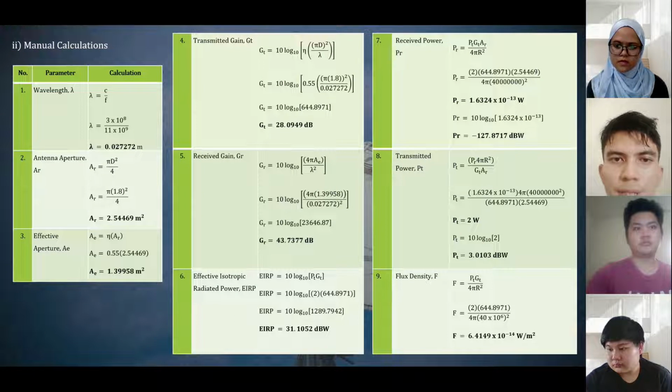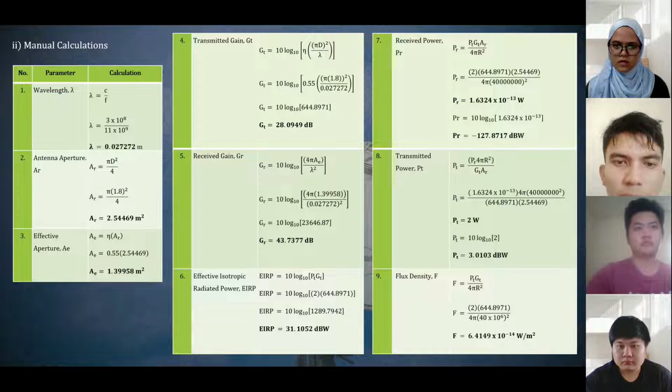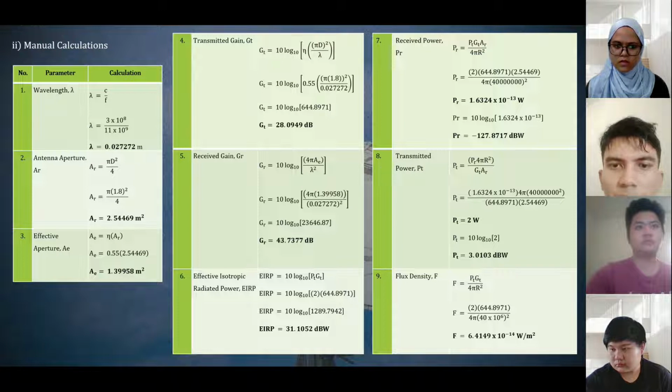Okay, this is the manual calculation that has been done. First we use the wavelength. As we know, wavelength is the speed of light over frequency. Then we get the actual value for the calculation. The next one is the antenna aperture. We calculate it, and we get the same result for the effective aperture. Then we calculate the transmitter gain.